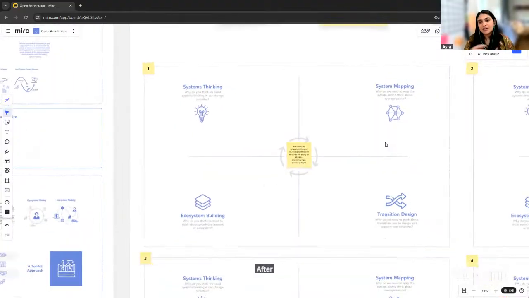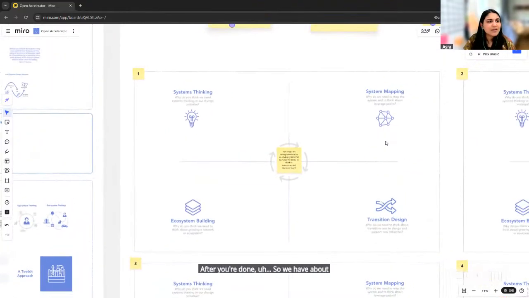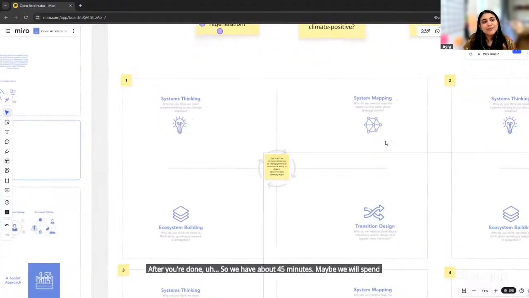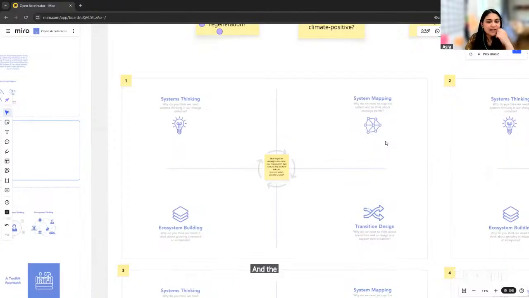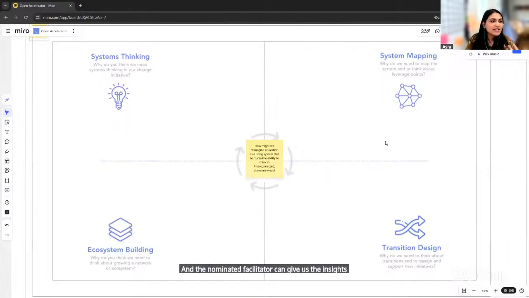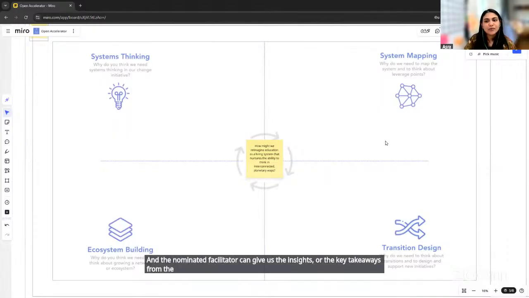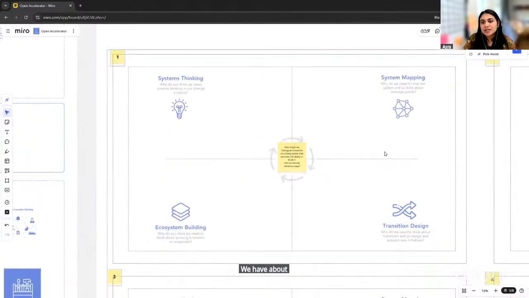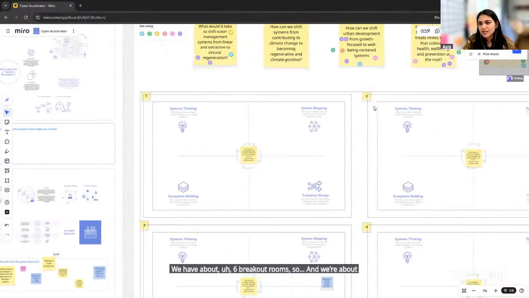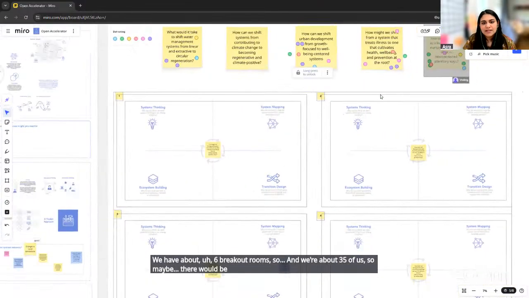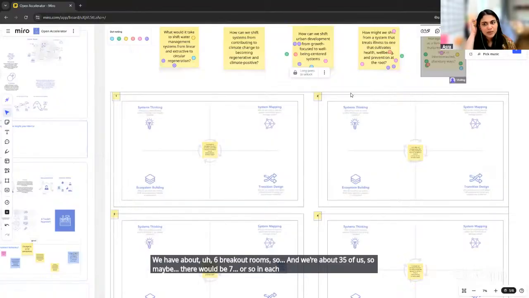After you're done, so we have about 45 minutes. Maybe we will spend 30 minutes in the breakout, and after we are done with that, we come back into the main room, and the nominated facilitator can give us the insights for all the key takeaways from the discussions they had in their room. We have about 6 breakout rooms, and we're about 35 of us, so maybe there will be 7 or 8 in each breakout room.